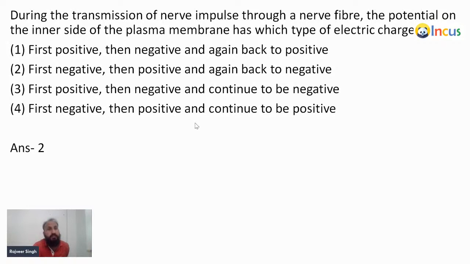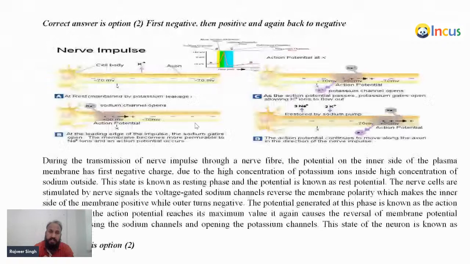As I told you, generally the nerve is found negative on the inner side and positive on the outer side, and then after the nerve impulse transmission, when the impulse proceeds to the next step, the previous part and back end will become negative again. So our answer will be second. Now you can also see the diagram, which will help to understand this description.